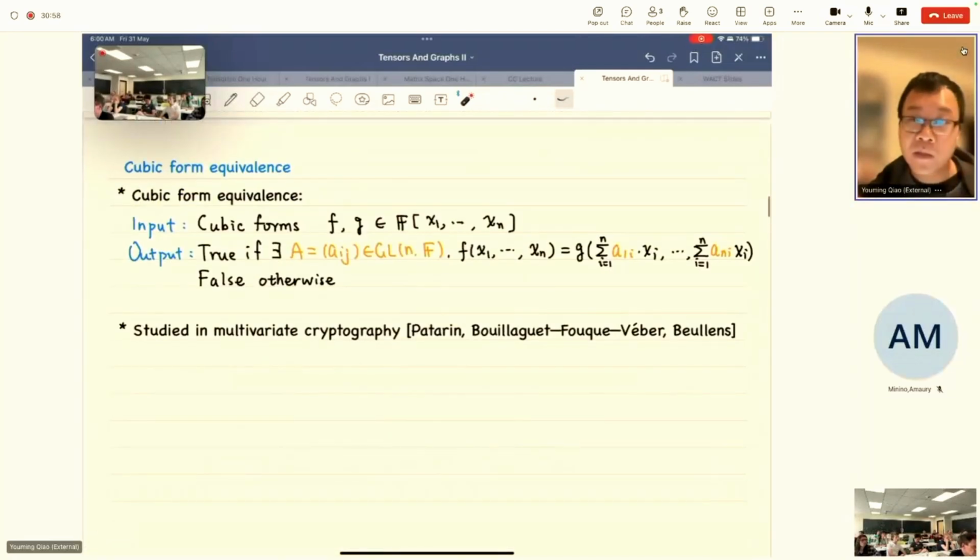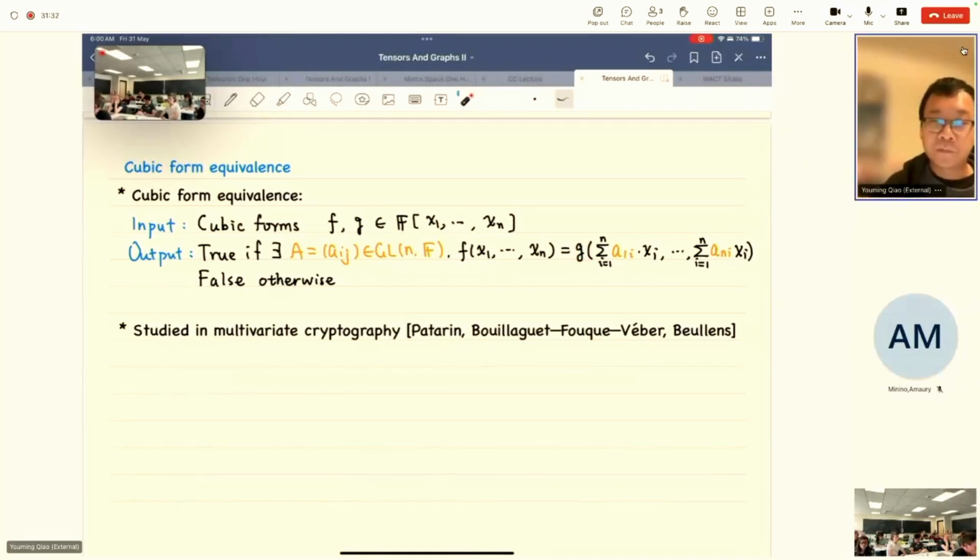The last one is the so-called cubic form equivalence. Now we are going to polynomials, right? So the cubic forms, of course, are just homogeneous degree 3 polynomials. And we have two cubic forms, f and g, in n variables. And then we want to know whether, by doing linear combinations of these variables, there exists an A such that when you do linear combinations of variables, you change polynomial g to polynomial f.